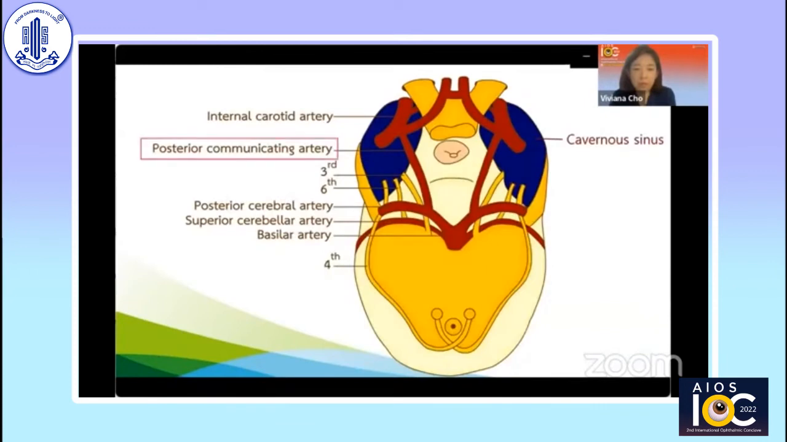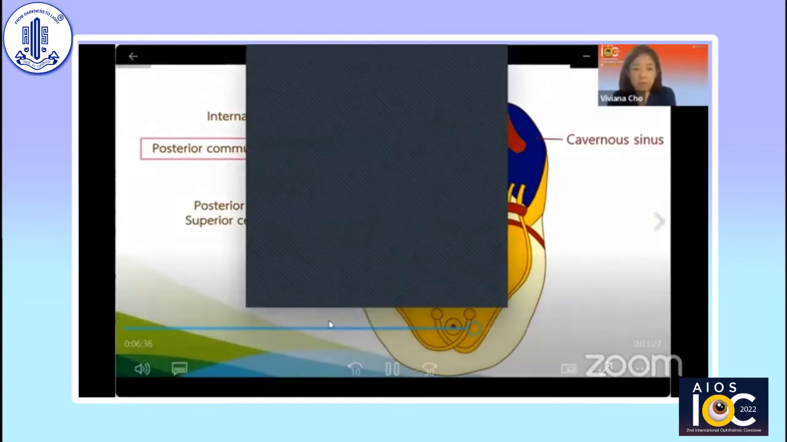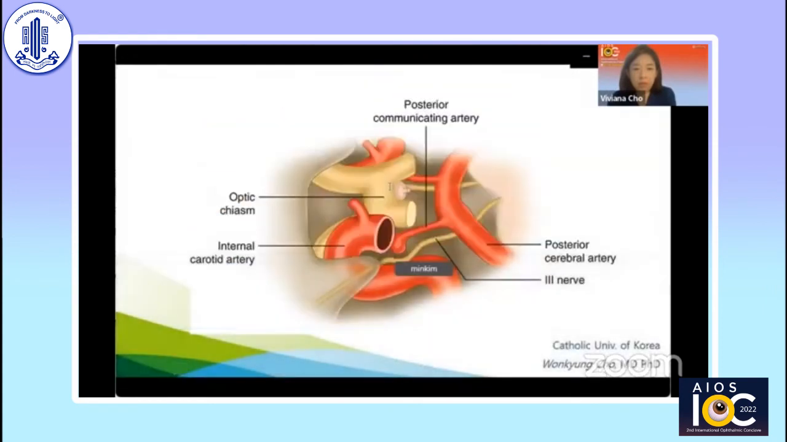The posterior communicating artery connects the internal carotid artery and the posterior cerebral artery. Parallel to the PCom artery, the third, sixth, and fourth cranial nerves run into the cavernous sinus. If a PCom aneurysm arises and compresses the third cranial nerve, it can cause third nerve palsy. Then, why is the pupil dilated?